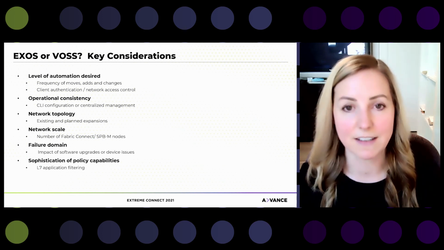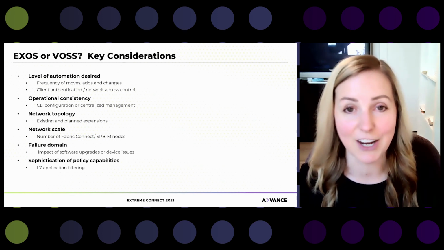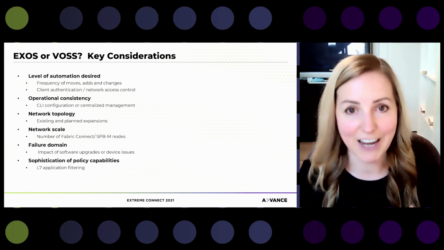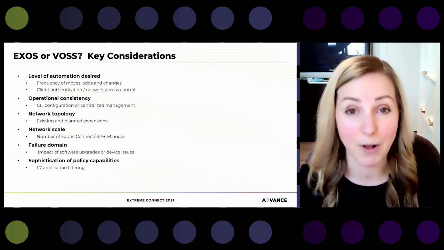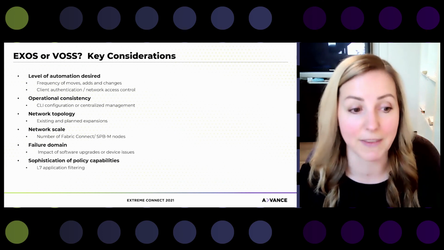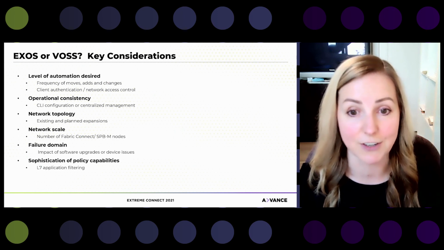And then, of course, the level of sophistication that you're looking at from a policy perspective. And Javier talked about all of the great policy capabilities that we have within EXOS, including the availability of layer 7 application filtering.